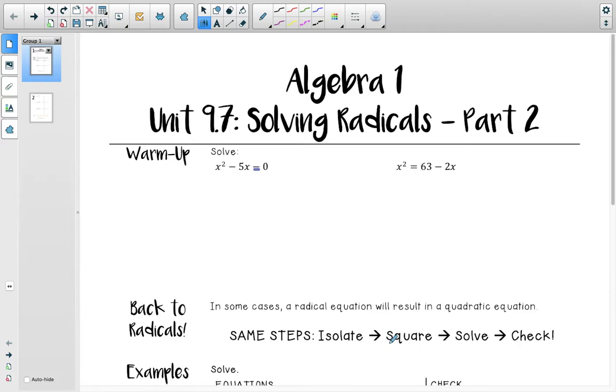Part 2, because something else occurs while we're trying to solve these. So let's go do the warm-up. Now this should say equals, that is a typo. And we're going to solve these radicals by factoring, or at least that's what we're going to try first. That's kind of our first method to solving.